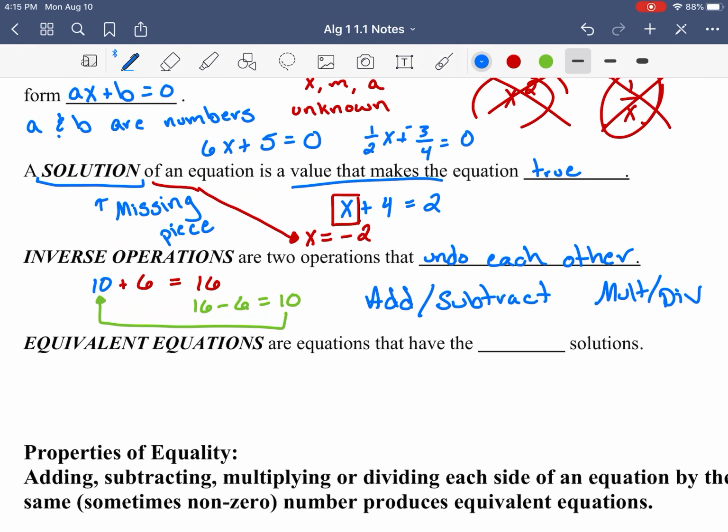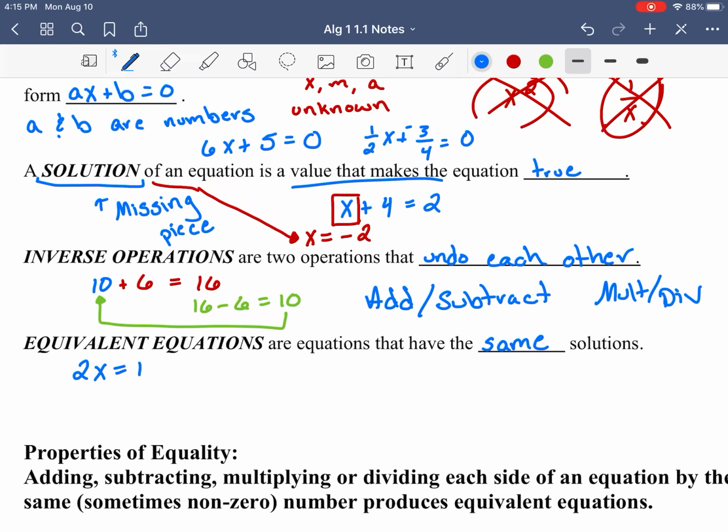Okay. So equivalent equations, equivalent is just a fancy word for saying equal. Equivalent equations are equations that have the same solutions. Okay. So I'm going to come up with a bunch of equivalent equations.